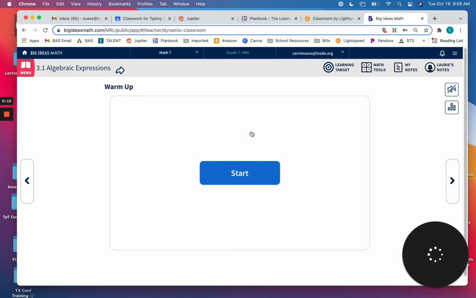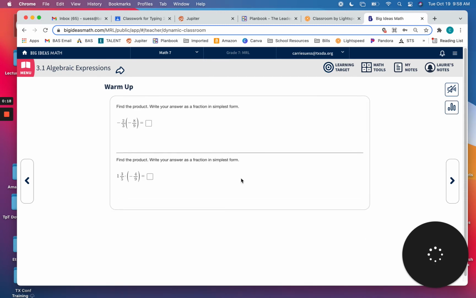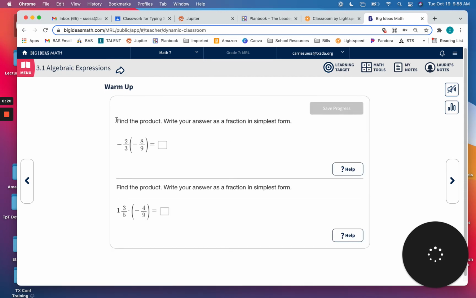Okay, we are doing algebraic expressions today. Your warm-up, find the product. What does product mean? Multiply. And when it says find the fraction in simplest form, what does that mean you need to do? Simplify. Reduce it. So when you're multiplying fractions, how do you multiply? Across. Straight across. Very good.